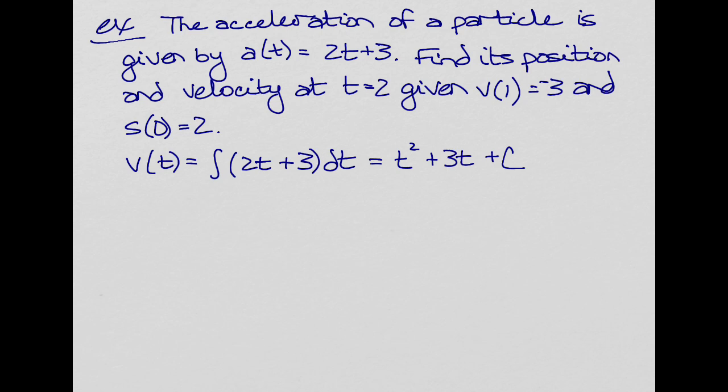I'm actually going to add something in here. I'm going to call this C1 because since I'm looking also for position, I'm going to be integrating again, so I'm going to have another constant. They're probably not going to be the same. So let's see. V of 1 is -3, and I'm substituting 1 into my velocity function here.